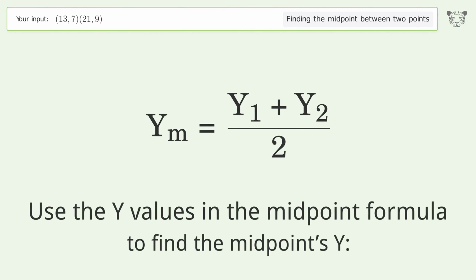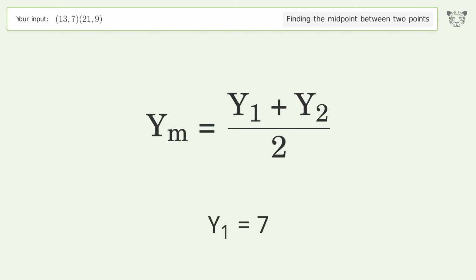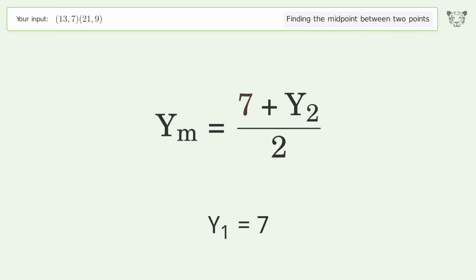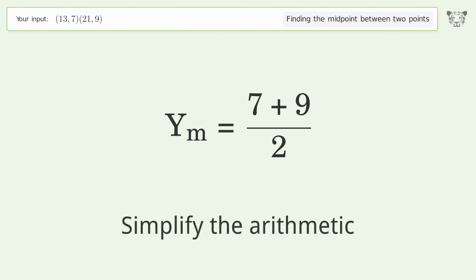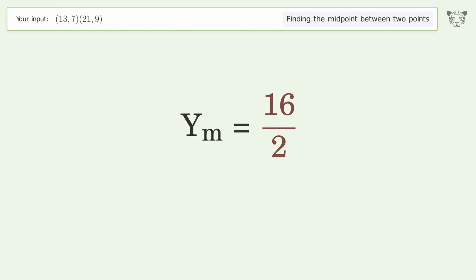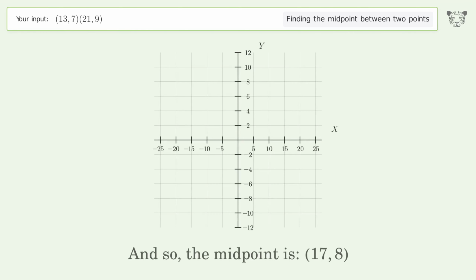Use the y values in the midpoint formula to find the midpoints y. y1 equals 7. y2 equals 9. Simplify the arithmetic. And so, the midpoint is 17,8.